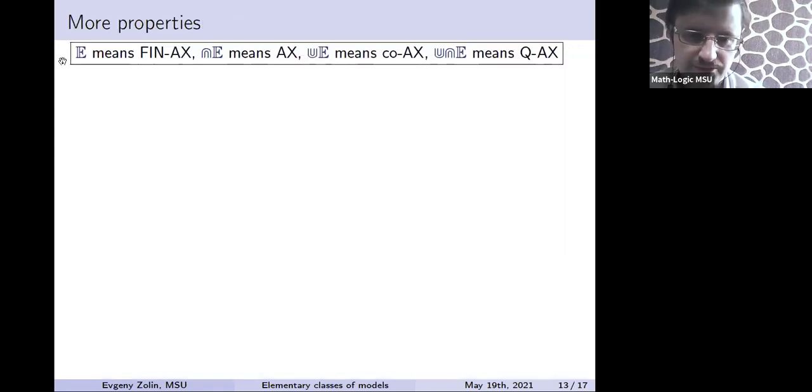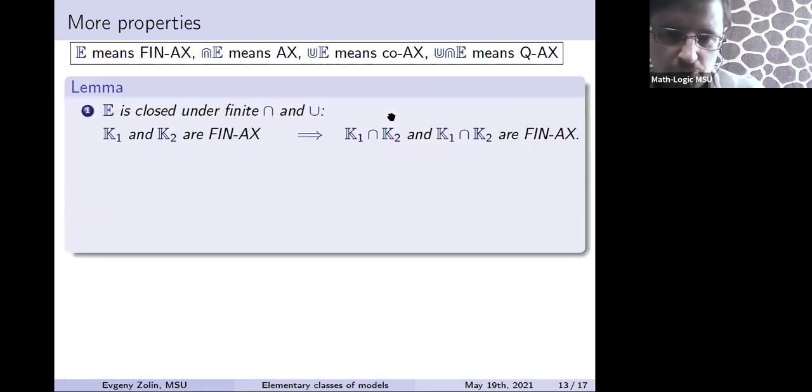Okay, so this is just to remember what these symbols mean. More properties. Well, the first was already mentioned. Finitely axiomatizable classes are closed under intersection and union. If you have two finitely axiomatizable classes, then the intersection and the union are finitely axiomatizable.